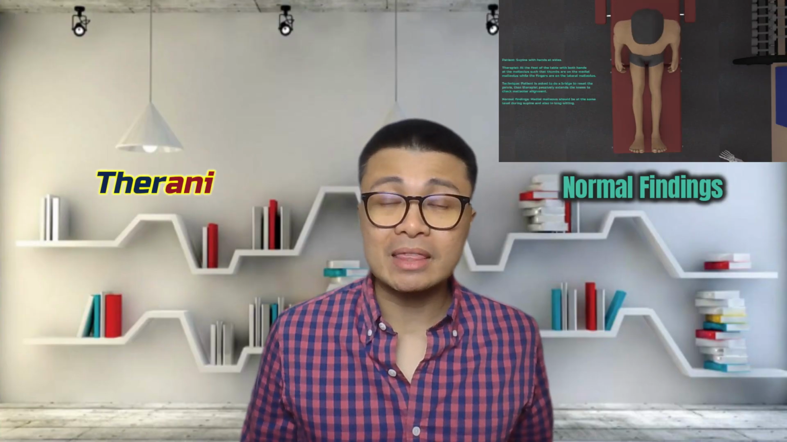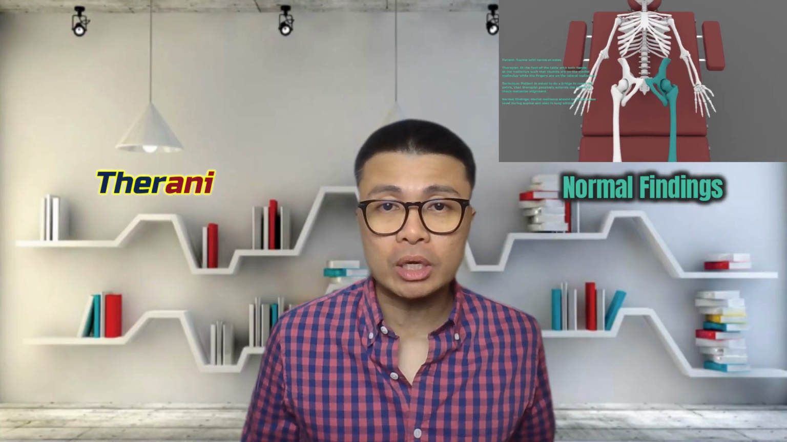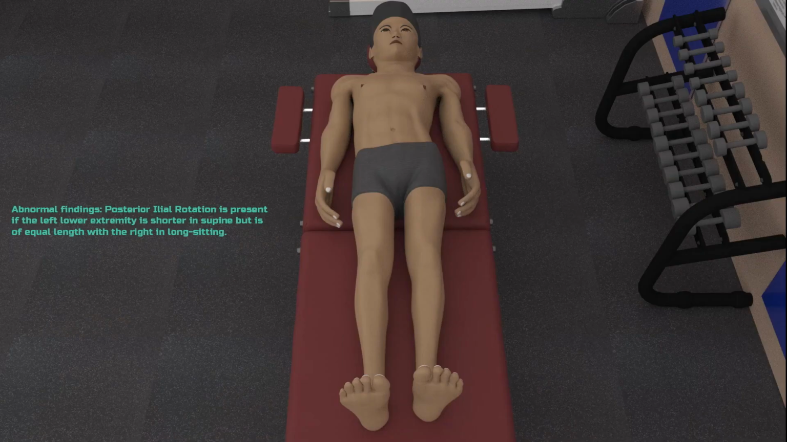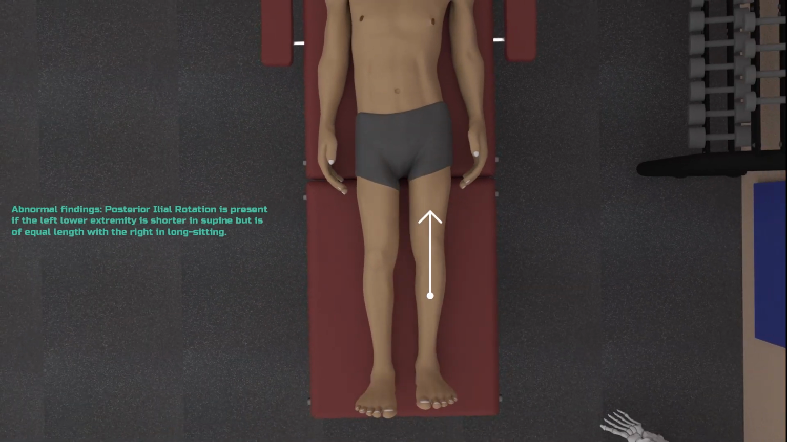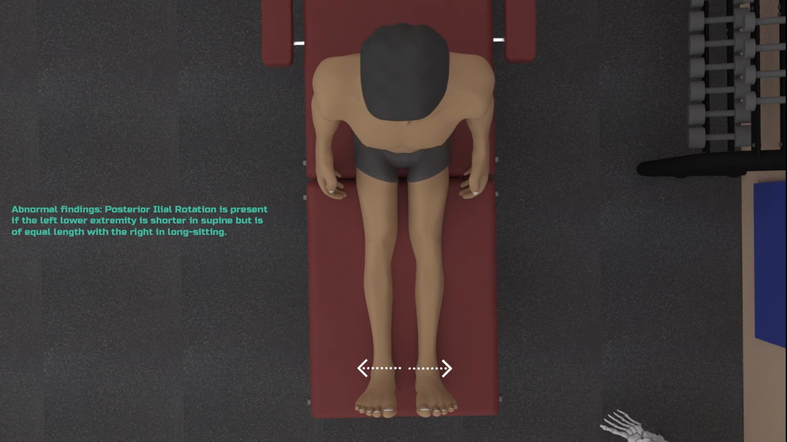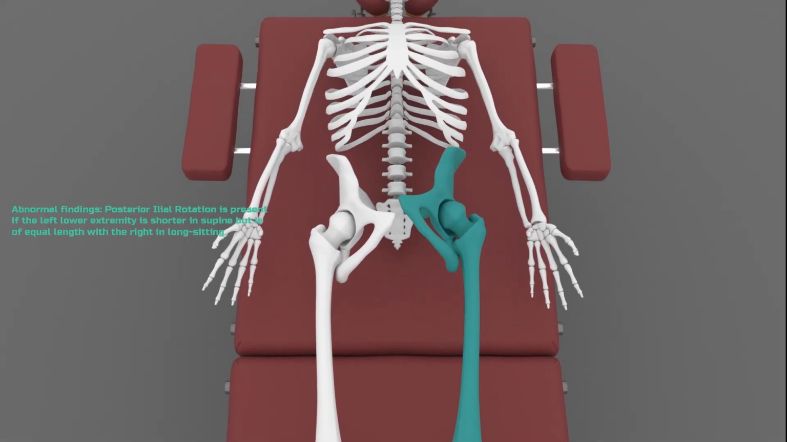Normal findings is that the medial malleolus will be symmetric in supine and long sitting. Abnormal findings is that the left lower extremity is shorter in supine but becomes symmetric with the right lower extremity in long sitting.